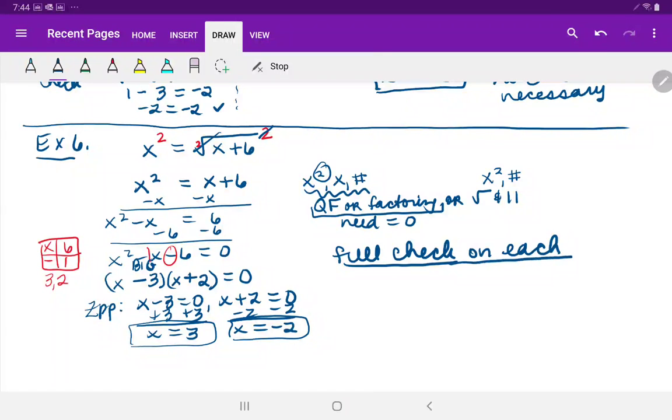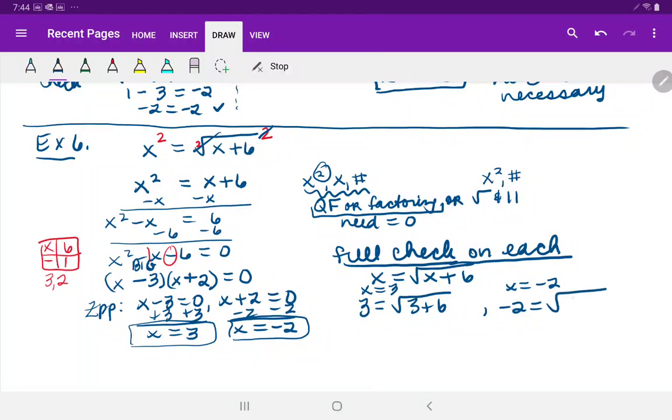It is an even radical, so I need to do a full check on each because there's 2 answers. Sometimes both answers will work, sometimes neither answer will work, and usually one of each works. I'm going to rewrite the equation before I squared both sides. And let's check. So 3 equals radical 3 plus 6. That's for x equals 3. And then for x equals negative 2, I would write negative 2 equals radical negative 2 plus 6.